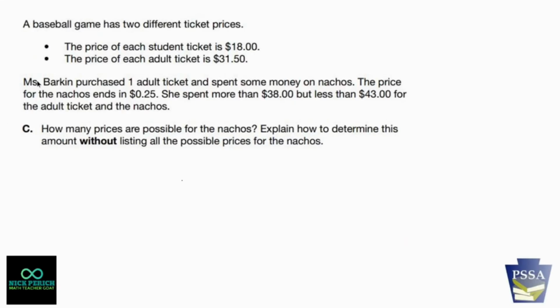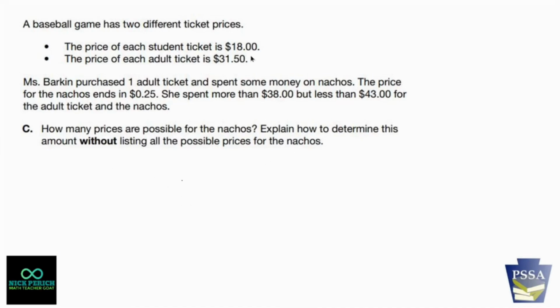Here's part C. Miss Barkin purchased 1 adult ticket and spent some money on nachos. The price for the nachos ends in 25 cents. She spent more than $38, but less than $43 for the adult ticket and the nachos. How many prices are possible for the nachos? Explain how to determine this without listing all the possible prices for nachos.